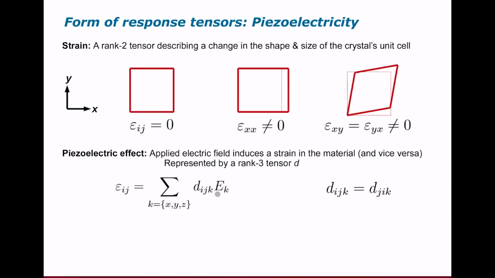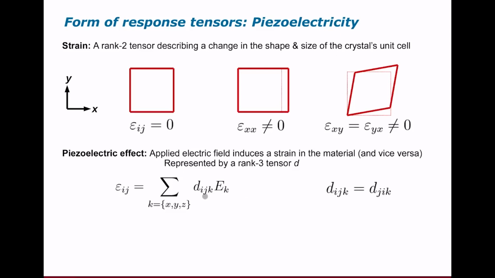So if you apply an electric field, you multiply this rank 3 tensor with that vector of the electric field and end up with a rank 2 tensor that is your strain. That multiplication between the rank 3 tensor and the rank 1 tensor, which is a vector, the electric field, is the summation where you sum the third component of the D_ij tensor multiplied by the kth component of the electric field.